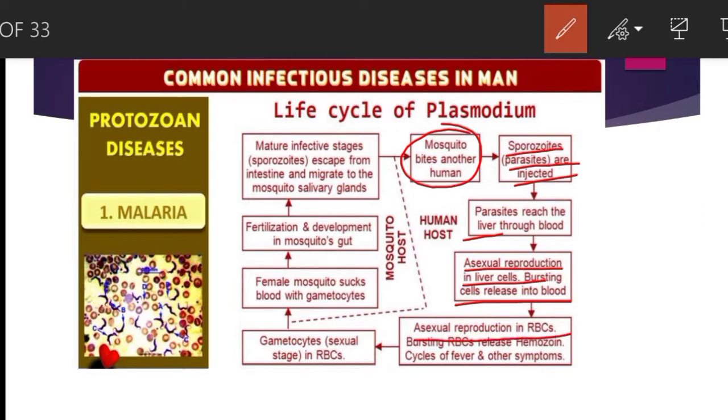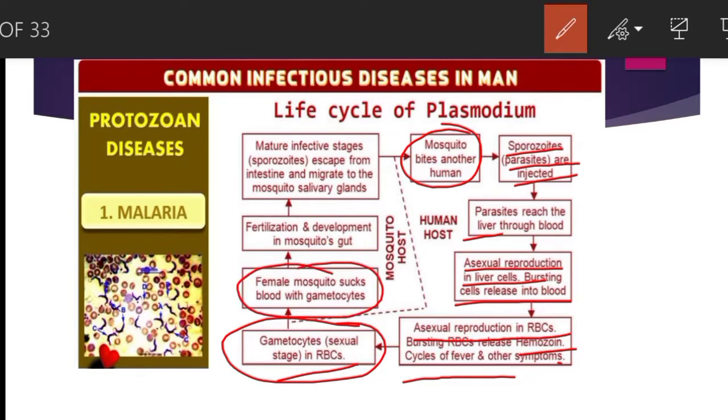Asexual reproduction in the RBCs takes place, because of which the RBCs also rupture and release the hemozoin, and because of that there will be high fever and other symptoms of the disease. Then the gametocytes which are produced undergo the sexual stage in the RBCs of the human body, and when the female mosquito sucks the blood with the gametocytes, inside the female mosquito there will be fertilization and development of the gametocytes, in the mosquito's gut, in the wall of the stomach.